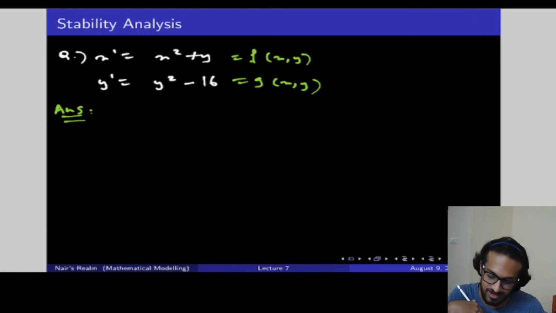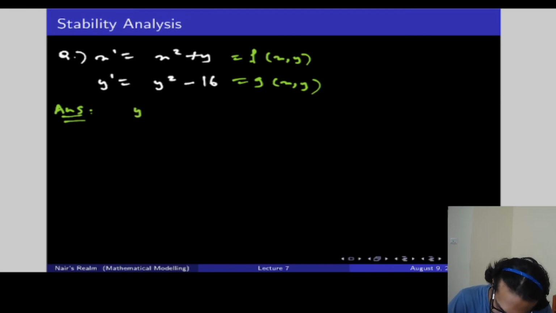So the system is x dash is equal to x square plus y and y dash is equal to y square minus 16. So to find the equilibrium points, we just equate both of them to 0 and solve simultaneously. So we have y square is equal to 16 and x square is equal to minus y. So this gives us y is equal to plus or minus 4.